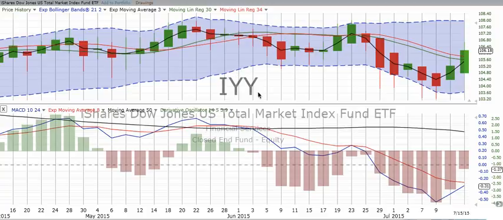As always, we start with IYY. Let's brighten that screen up a little bit. IYY, look at what has been happening. Again, this is a total market exchange-traded fund. What do we see going on?